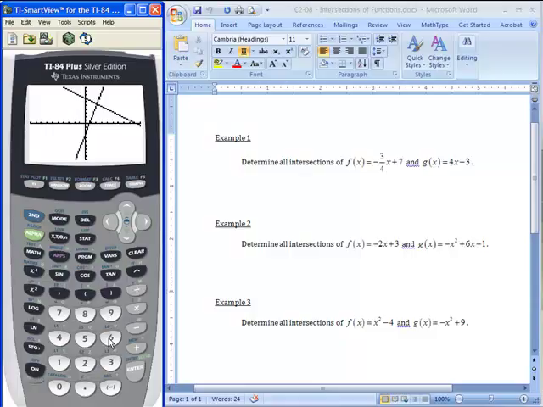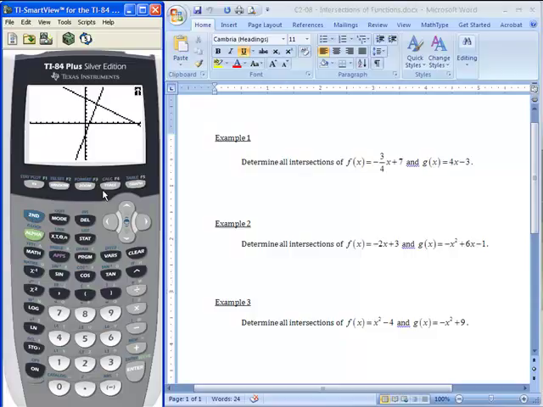Something else we know when we're dealing with just straight lines is they will have at most one point of intersection. Because they are straight lines, they can't curve around and intersect in more than one place. So we can see that intersection clearly in the graph, so we don't really need to adjust the window. We could if we wanted to, but there's no special reason that we need to adjust the window here. So we can go straight to the Calc menu.